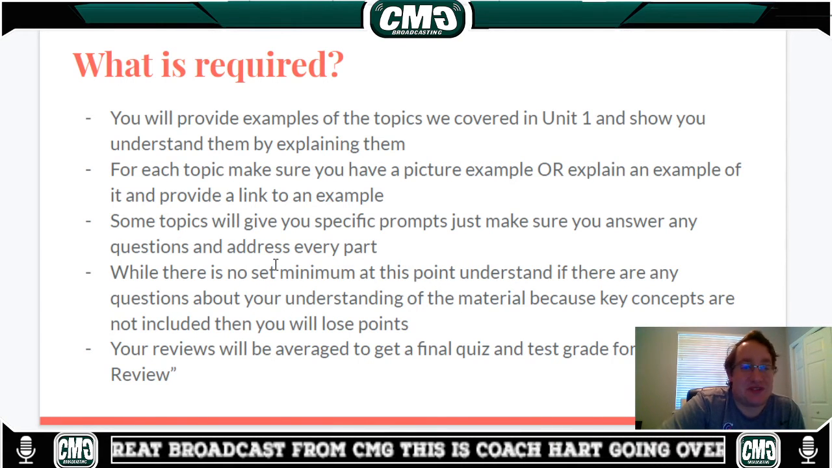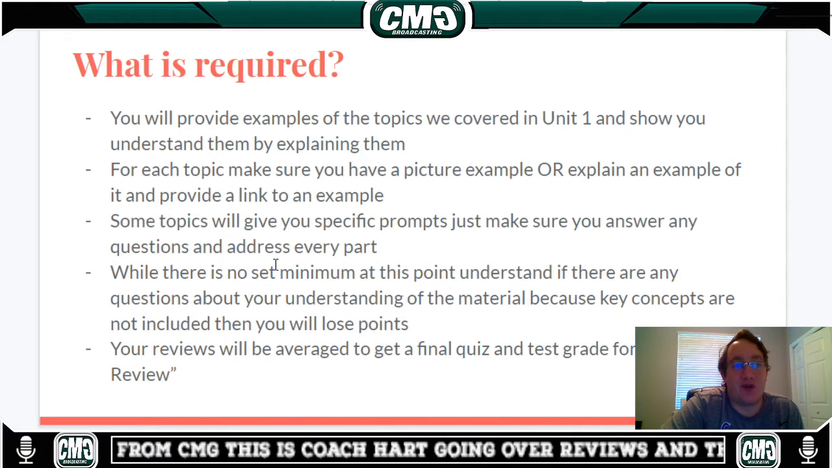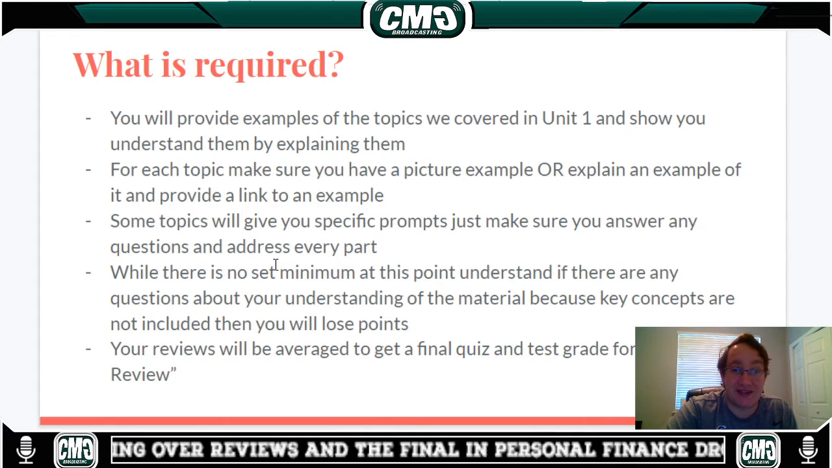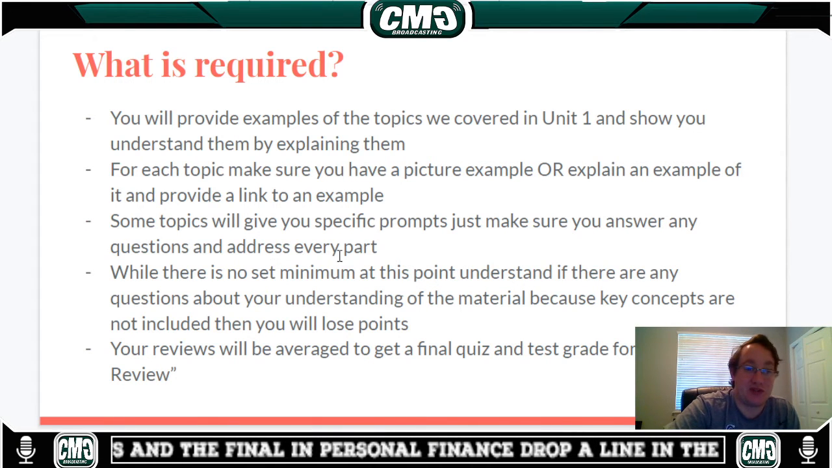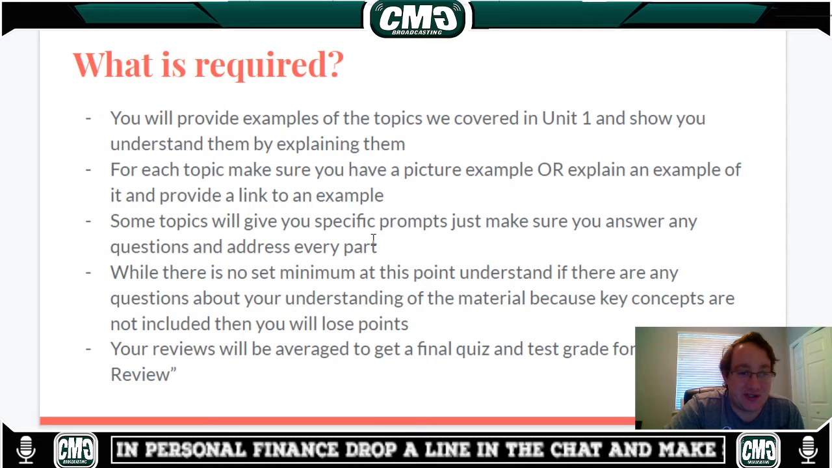Some topics will give you the specific prompts. Again, just make sure you answer what the questions are asking. Some of you are not answering all of what every question has been asking in these assignments. You'll notice that's where some of those points have gone. Make sure you just answer what the questions are asking.